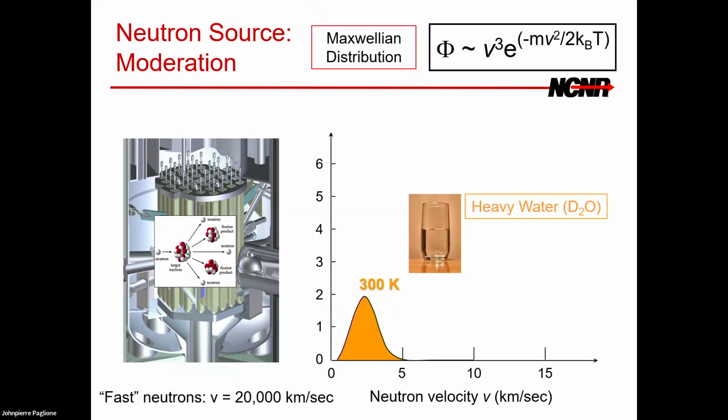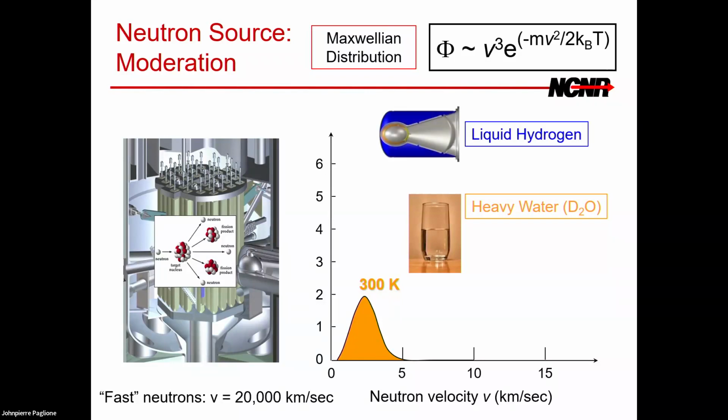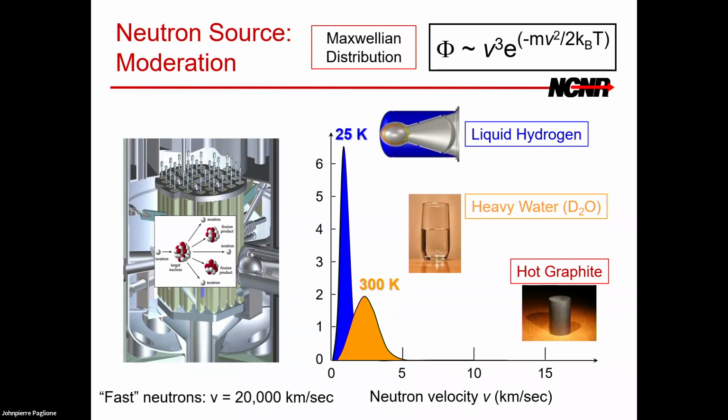If you want lower energy neutrons, you can put in a liquid hydrogen cold source. And that just takes that whole spectrum down to low energies. If you want hot neutrons, you can put in hot graphite, or a spallation neutron naturally has very energetic neutrons, and then you can spread that out into higher energies.